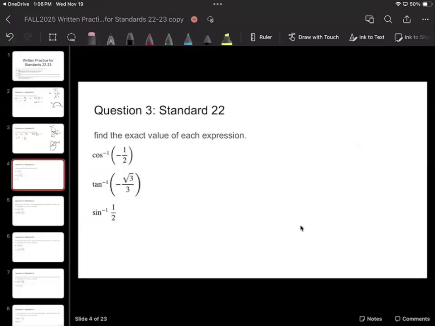Cosine inverse of negative half. Remember, cosine is defined where? In between these two intervals, right? 0 to pi. Now here, cosine is negative, meaning it's in the second quadrant. Where is it here? So this is the angle that you're looking for. And this angle is 2 pi over 3.